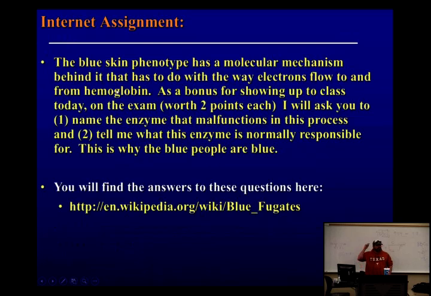And so what I want you guys to do, if you want extra credit on the final exam, there'll be 2 questions. One question will ask you, what is the name of the enzyme that causes people to be blue, that's defective? And the second question is, what does the enzyme do? So you can go to Wikipedia.